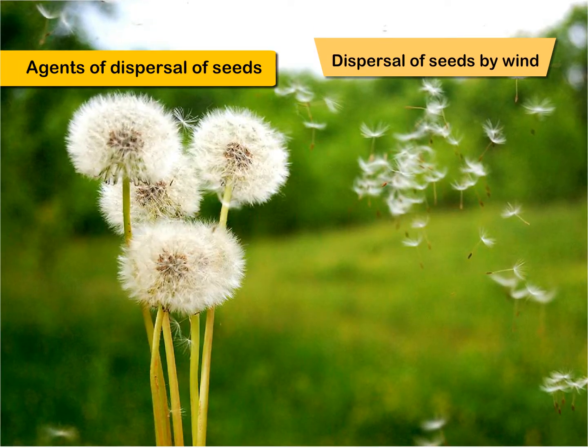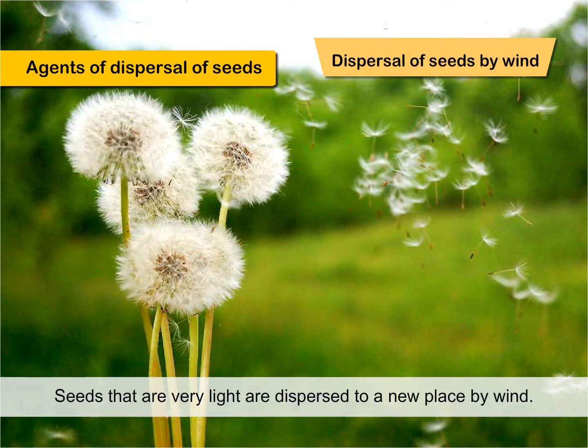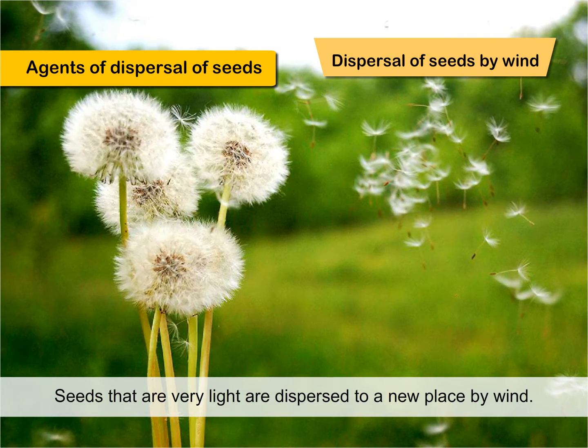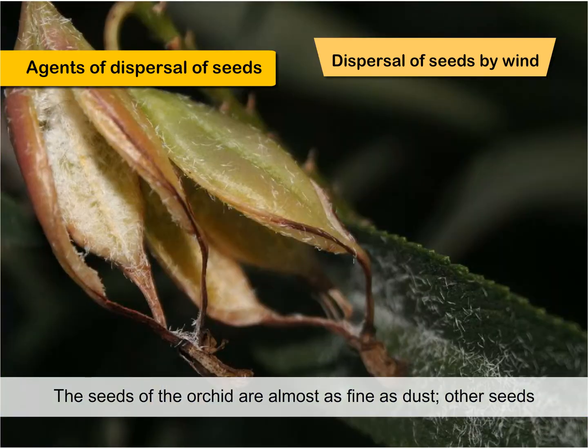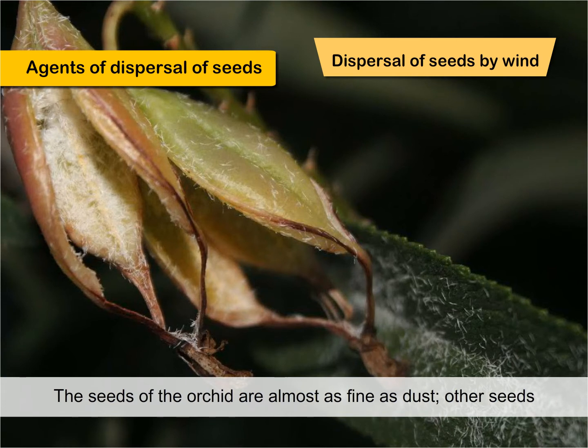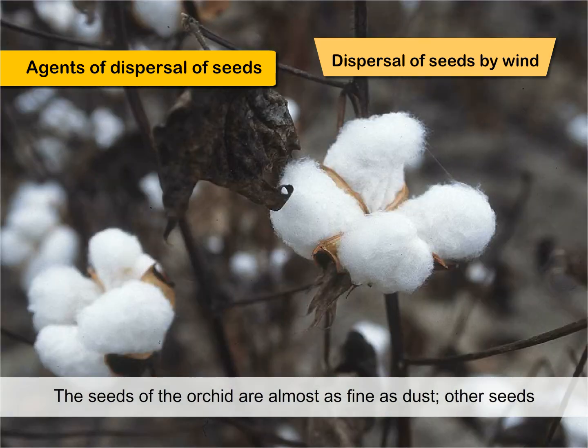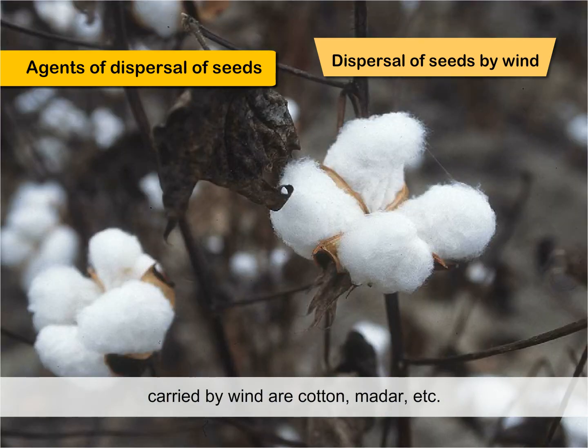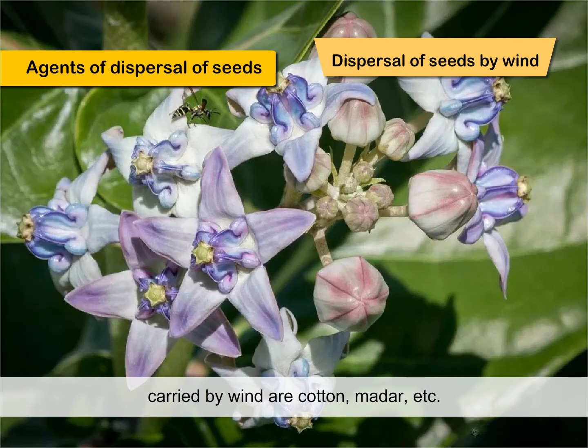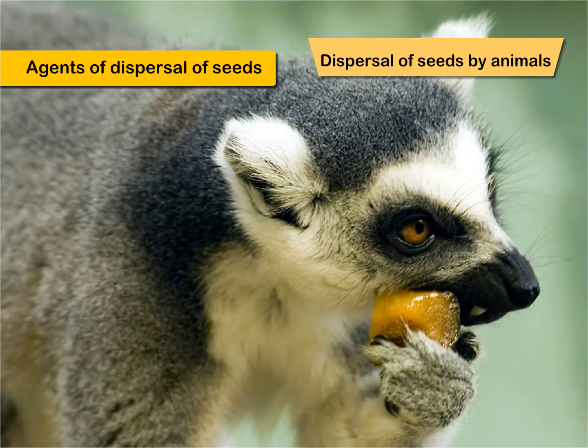Dispersal of seeds by wind. Seeds that are very light are dispersed to a new place by wind. The seeds of the orchid are almost as fine as dust. Other seeds carried by wind are cotton, madar, etc.